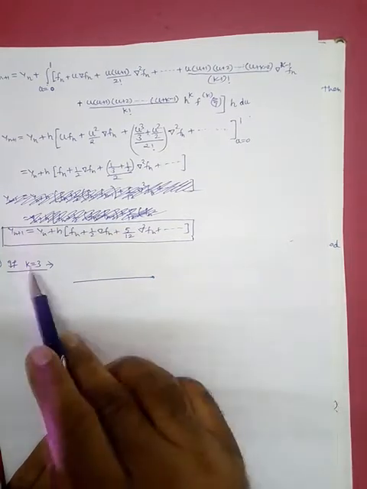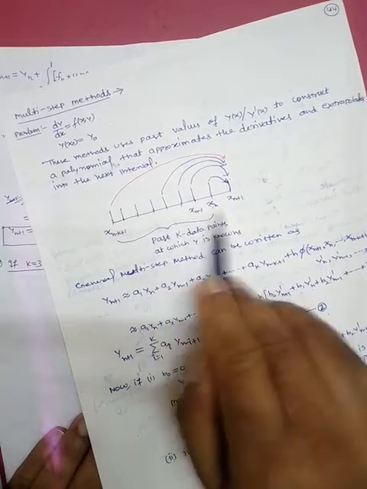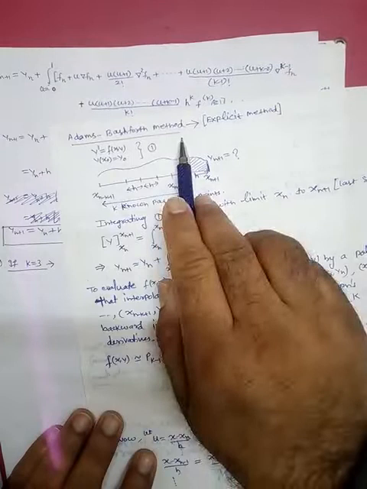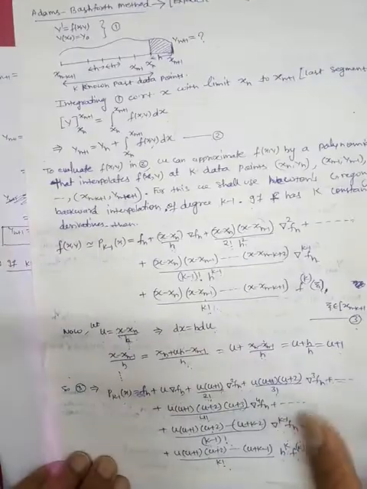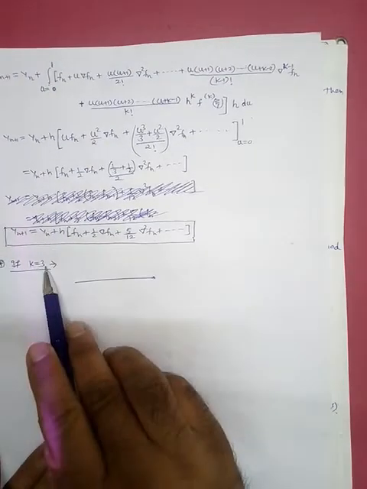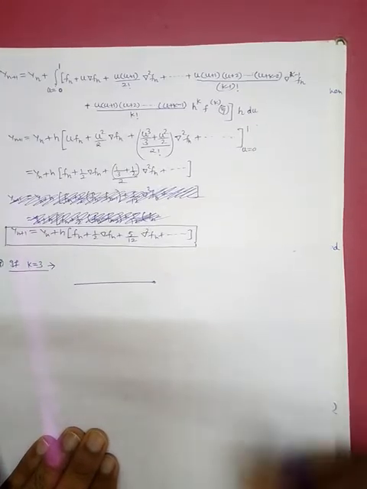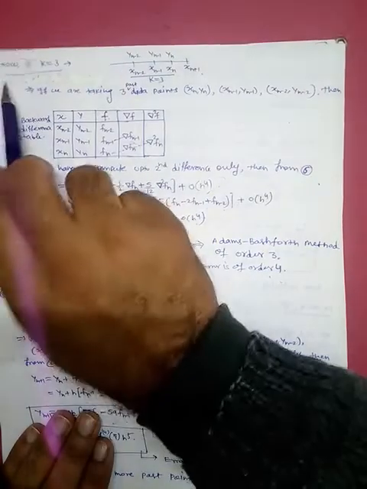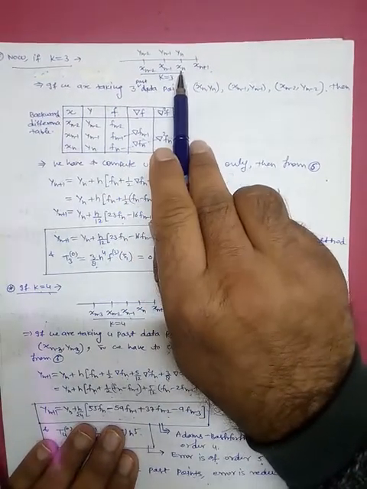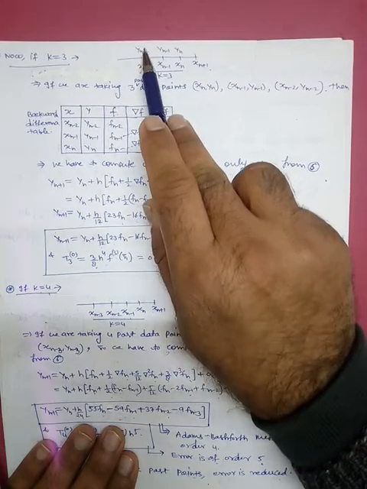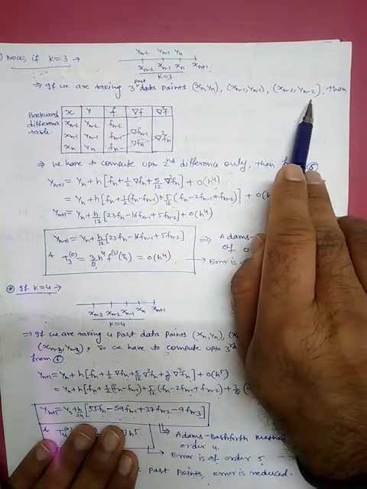Now, depending upon your k, the number of past data points, this is basically the general Adams-Bashforth method with order. K decides the order. So if your k is 3 past data points, what will be the exact formula? If your k is 4, what will be the formula? If you are using k equal to 3, that means we are using the past 3 data points: xn, yn, xn minus 1, yn minus 1, and xn minus 2, yn minus 2.